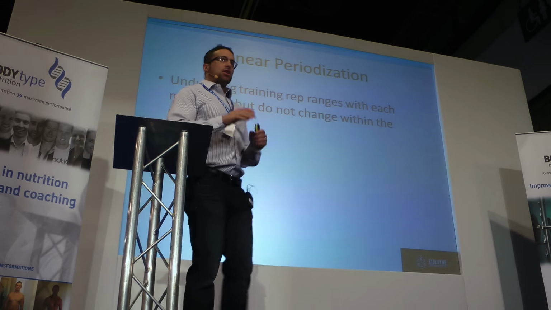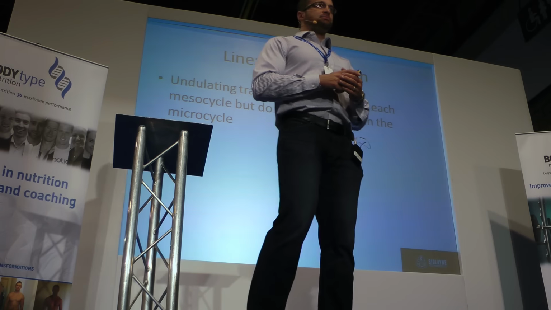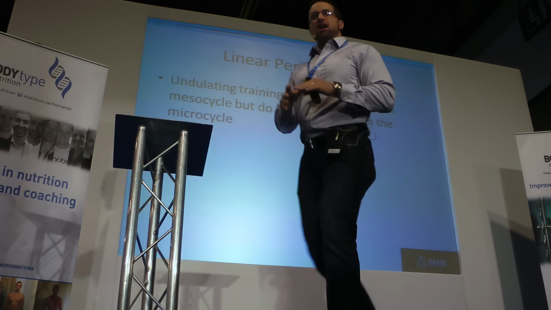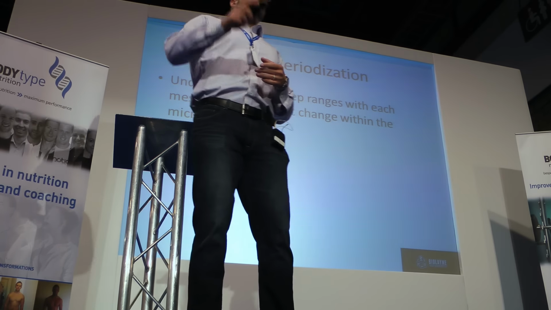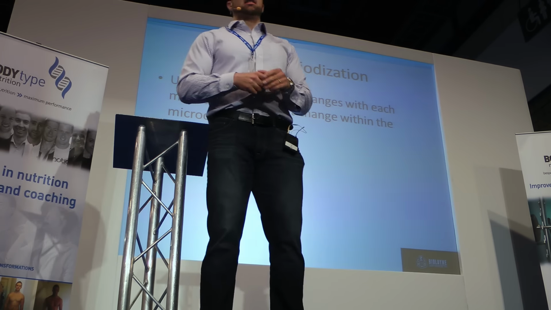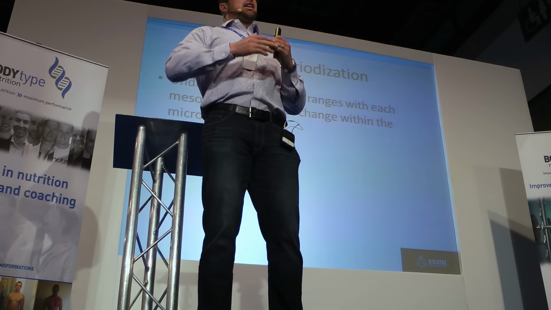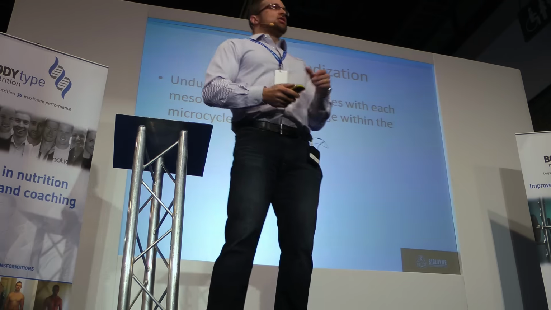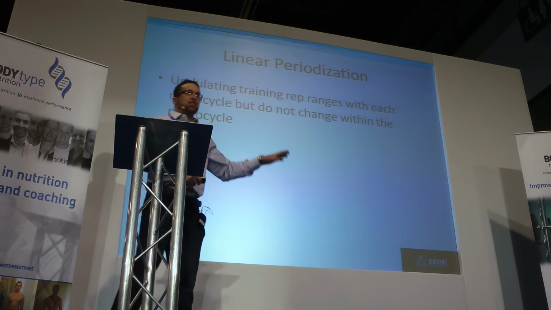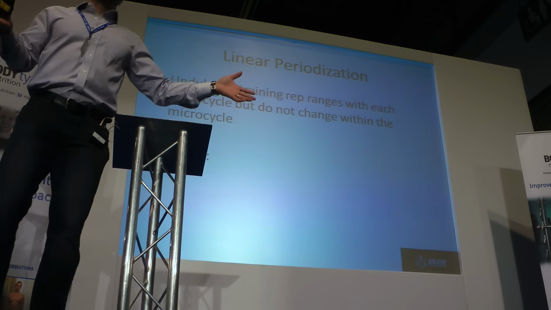Okay, so the first form of periodization that ever came up was called linear periodization, all right? Now, when we talk about periodization versus unperiodized programming, unperiodized is basically, bro, I'm going in, I'm doing 3 sets of 10, or 3 sets of 12, or whatever rep range you want. And you always use that rep range, you don't change it, okay? Periodization is variety, it's changing things, okay? So linear periodization would be, for example, we're changing the rep ranges in the mesocycle. The mesocycle is like 4 to 8 weeks of training, okay?